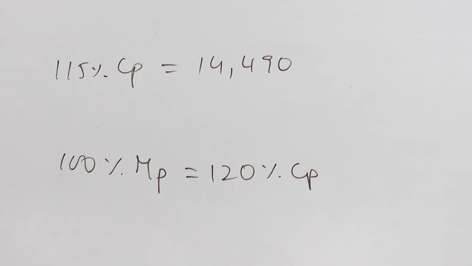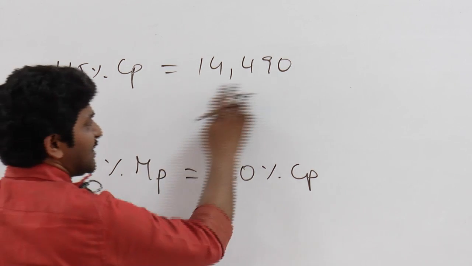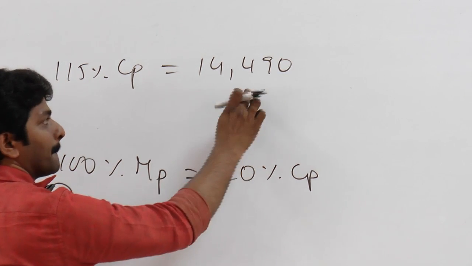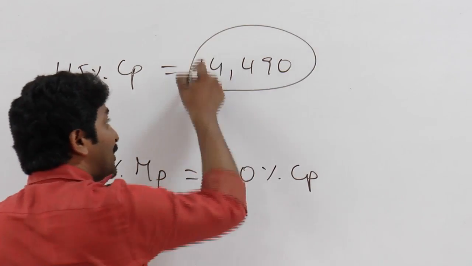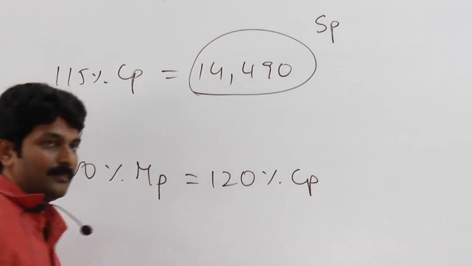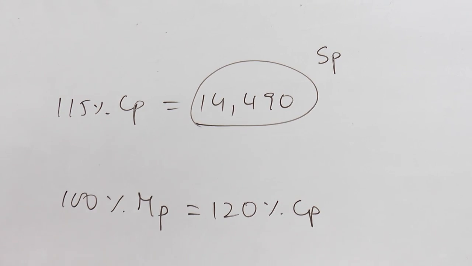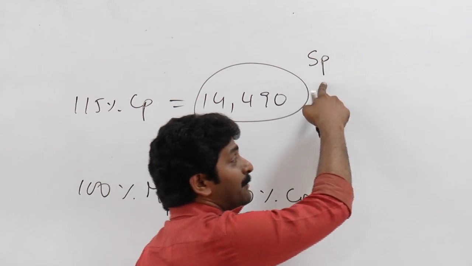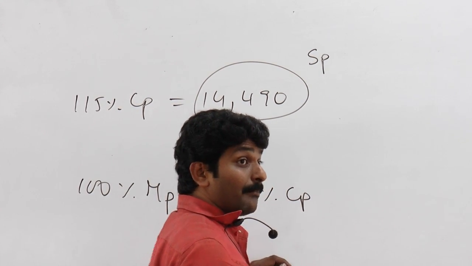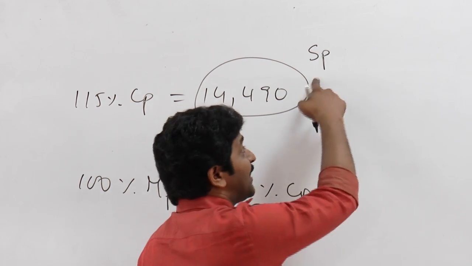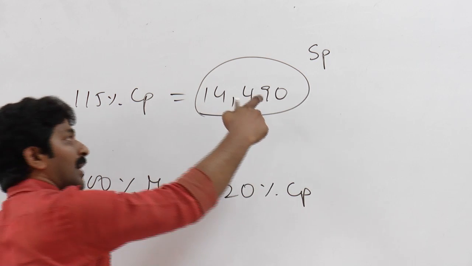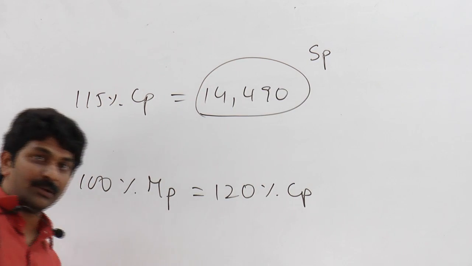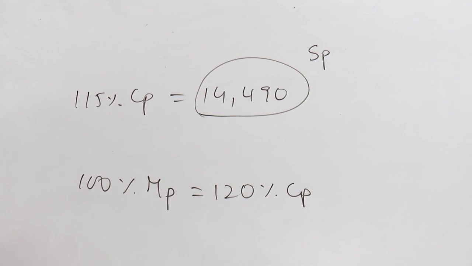Will you get an answer from this? Yes or no? This value is selling price. When will you get discount percentage? If you know selling price and market price, then you can calculate discount percentage. You have tried this selling price here, but you need to calculate market price.